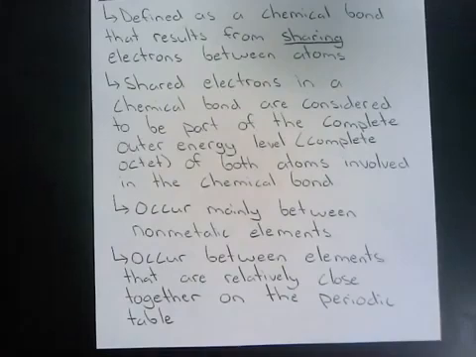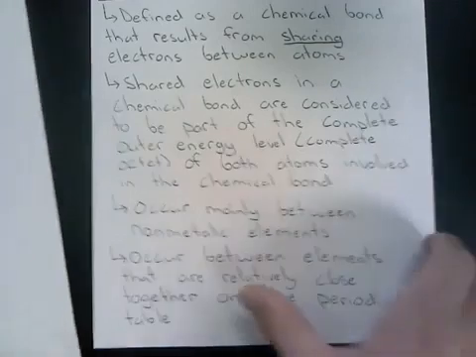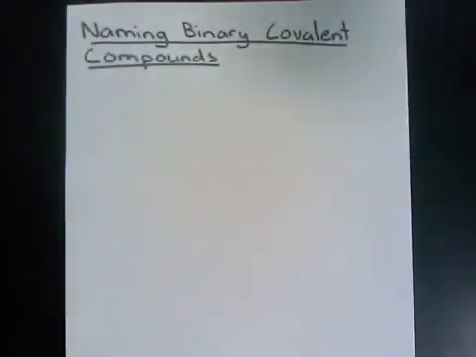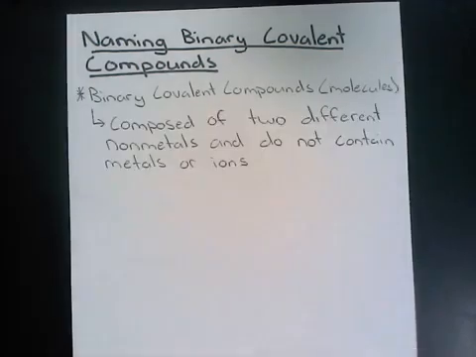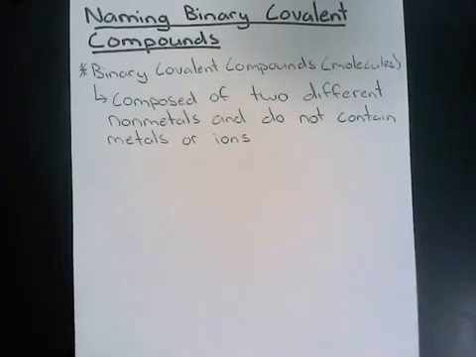Okay, so now that we have an idea of what a covalent bond is, we can get into the details of how specifically we name these covalent compounds. So what we start out with is this: naming binary covalent compounds. And I want to start out with what a binary covalent compound, or a molecule as we'll call it, is. Again, I'm going to use molecules or binary covalent compounds interchangeably, and that's because they both use covalent bonds. And what they are composed of is two different nonmetals, and they do not contain metals or ions. So now what we have are these steps to name these binary molecules or binary covalent compounds.